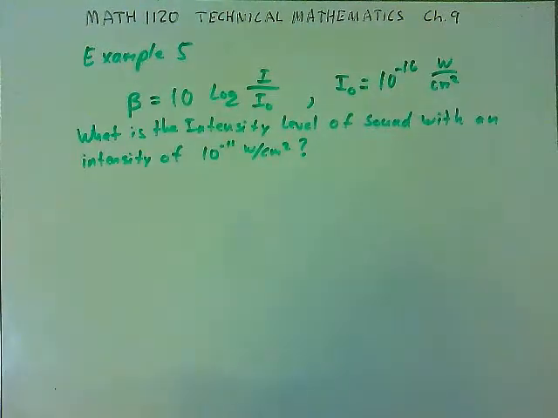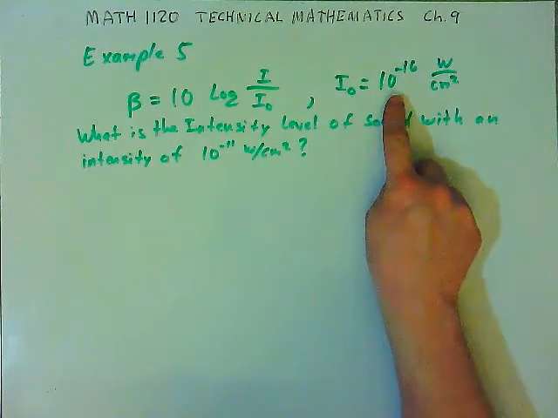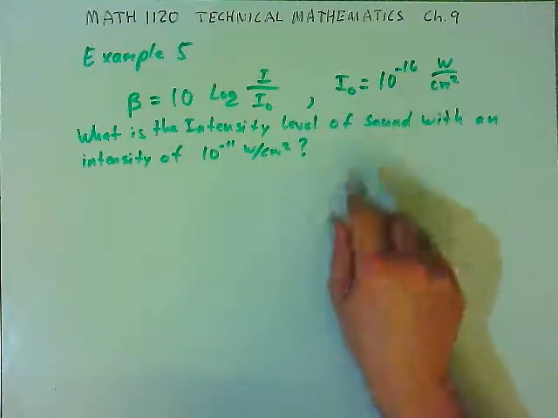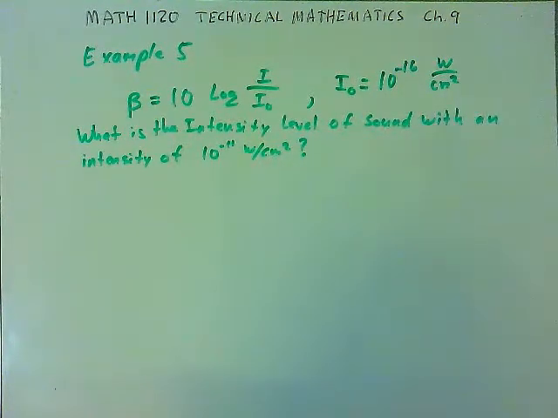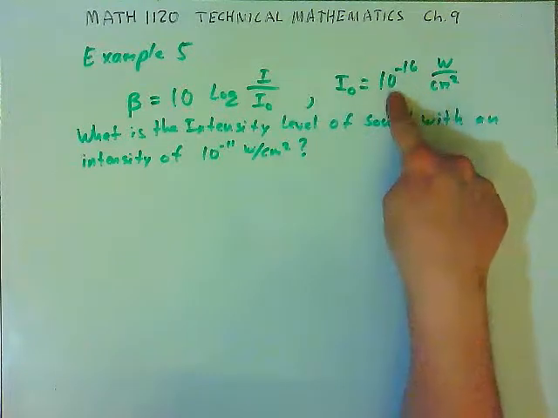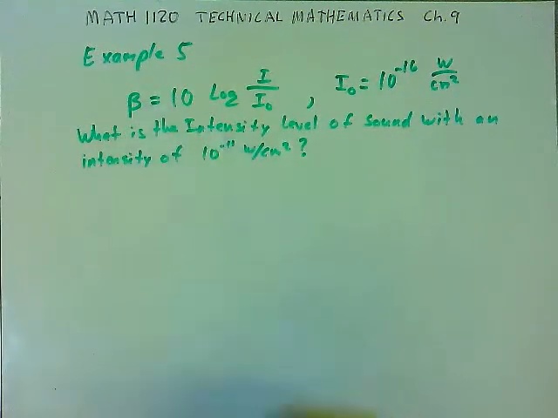This is example 5. It says that the intensity level of sound, which is beta, is defined as being equal to 10 times the logarithm of I over I0. I0 is a constant. It's always 10 to the negative 16th power. That's watts per centimeter squared. And it says, what is the intensity level of sound with an intensity of 10 to the negative 11th? And so this is the value we're going to plug in for I. I0 will be this constant value, and we will calculate beta.